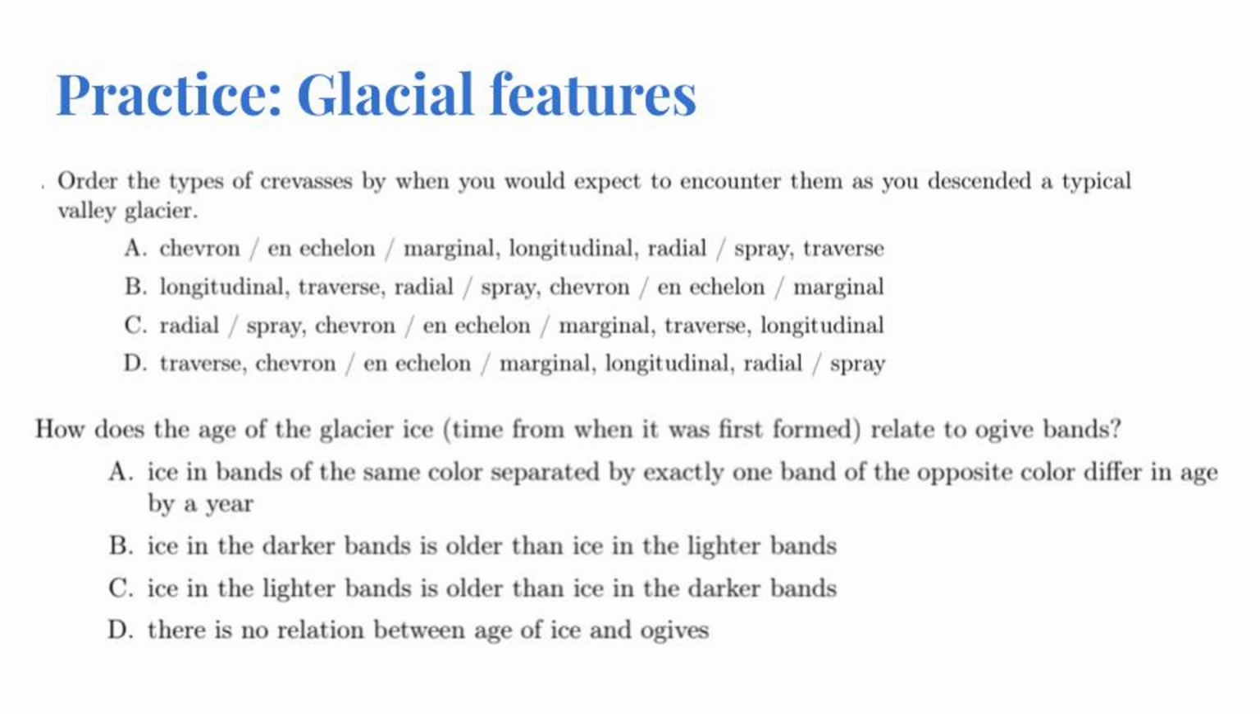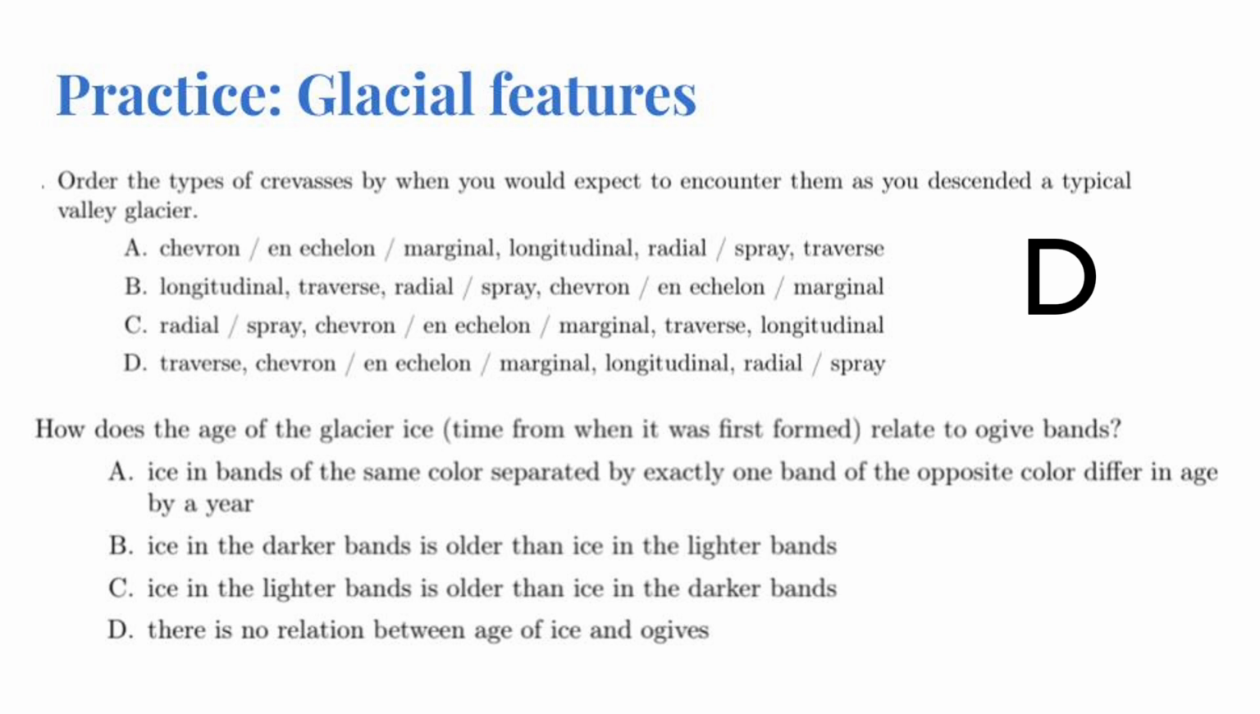Order the types of crevasses by when you would expect to encounter them as you descended a typical valley glacier. We know that we should find the radial crevasse at the end and the transverse crevasse relatively in the beginning, so we can directly eliminate A, B, and C, and the answer is D.